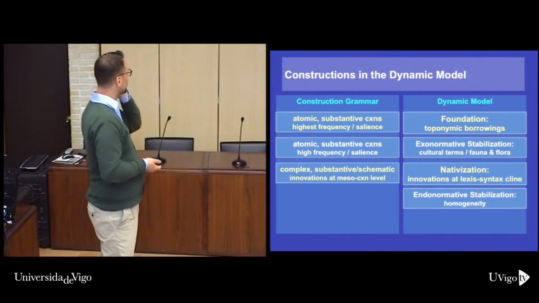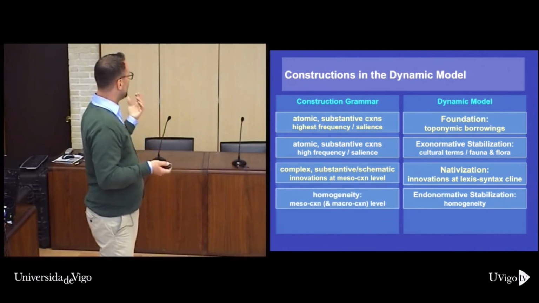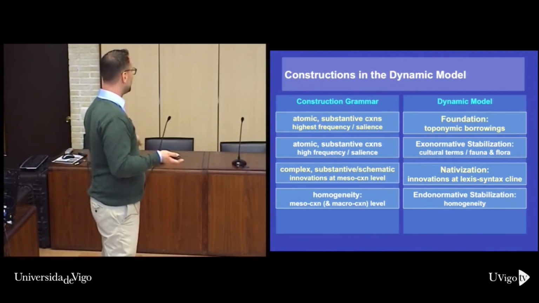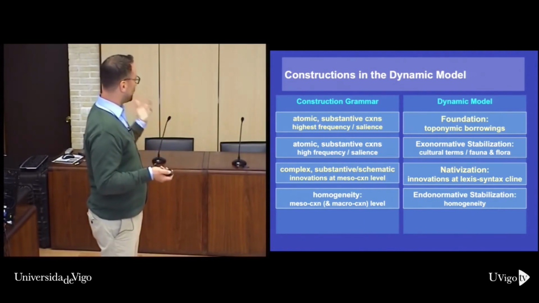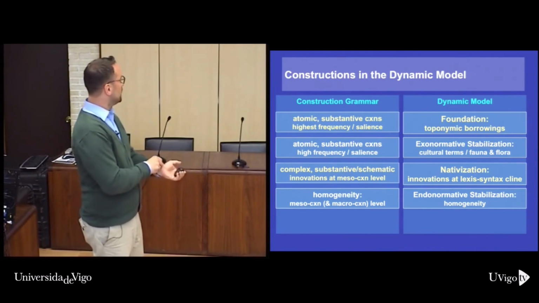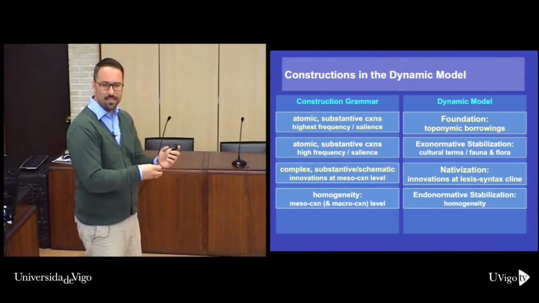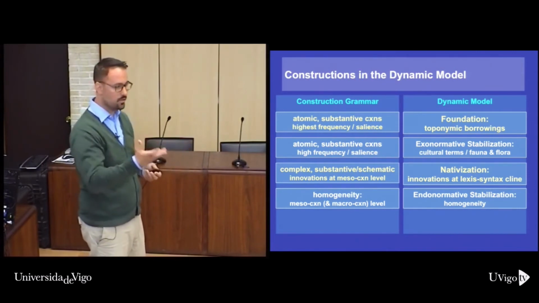Then, during endonormative stabilization, homogeneity, there we should get, perhaps at the macro-constructional level, but also at the meso-constructional level, a homogeneity. That's the kind of colonization. We should get rid of also features that differ between the various settlers. They should agree subconsciously on which construction they want to go with.